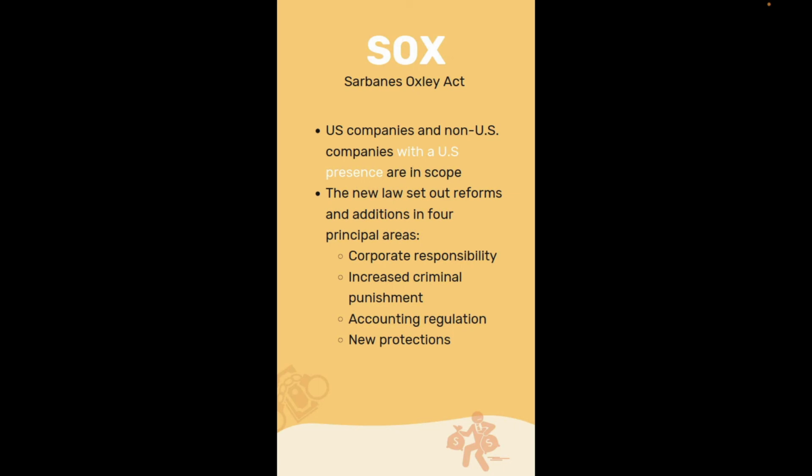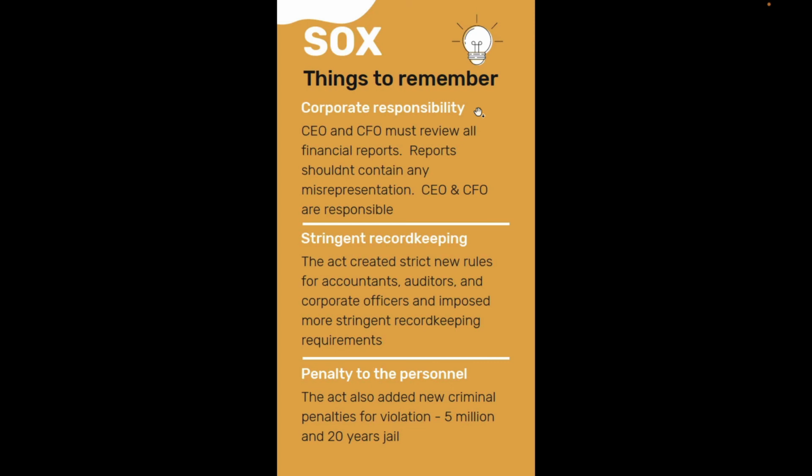And there are four principal areas. One is corporate responsibility, increased criminal punishment, accounting regulation, and new protections. How it solves the problem? Corporate responsibility. CFO and CEO must review all financial reports. Reports should not contain any misrepresentation. Now, CEO and CFO are directly responsible if there is any fraud.